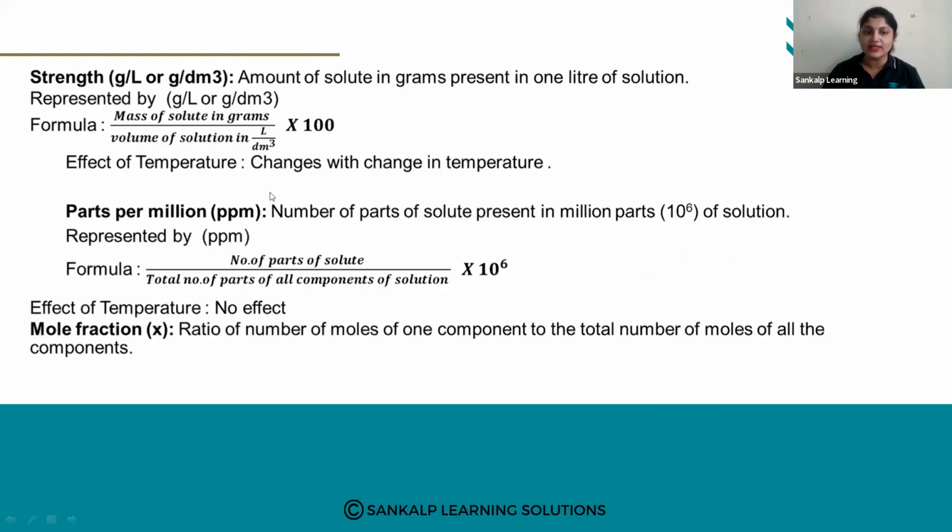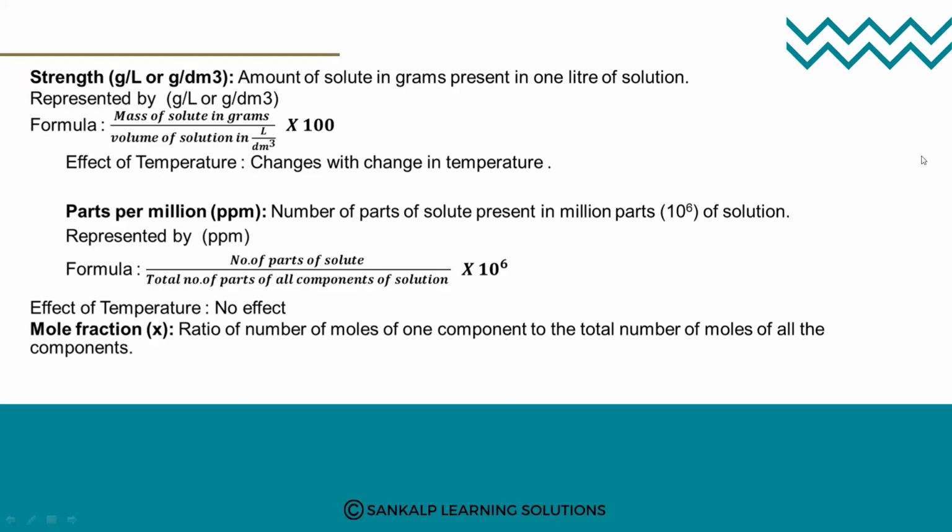So we are left with parts per million. We were discussing parts per million. What do you mean by parts per million? It is the number of parts of solute present in a million parts, that is 10 raised to 6, of solution. This is called parts per million, that is ppm. What do you mean by ppm?